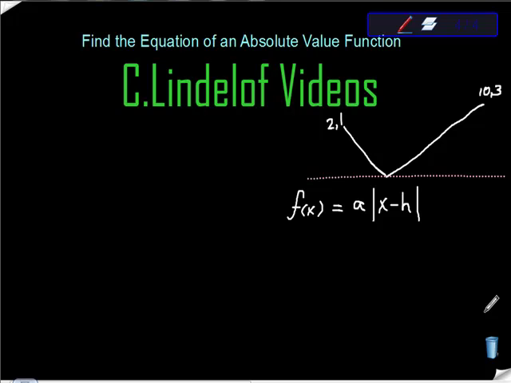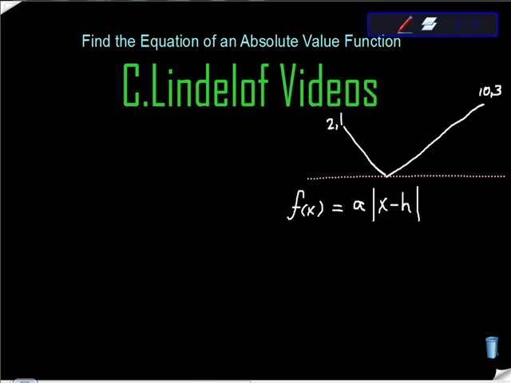Let's find the equation of an absolute value function given some information. So this is what we have. We're given that the general form of the function is f of x is equal to a times the absolute value of x minus h. So this is kind of how I'm going to do this.